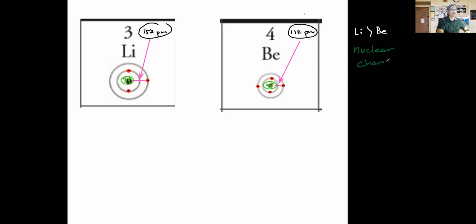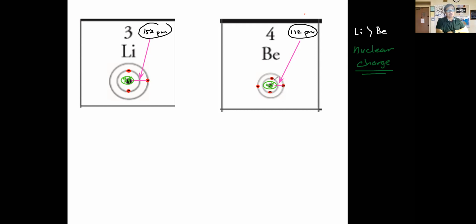That is the charge in the nucleus, not nuclear power. So don't freak out about that. This is the charge in the nucleus. The charge in the nucleus is greater for beryllium than lithium. Why? There are more protons. And so with more protons, it's going to pull in on this valence electron. It's going to pull this in more.